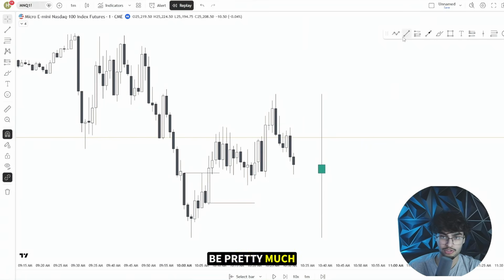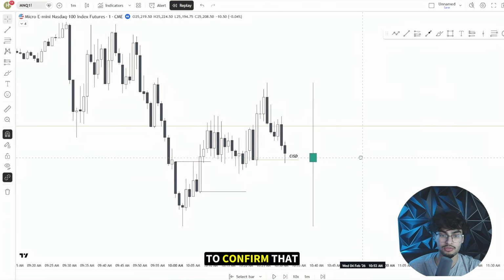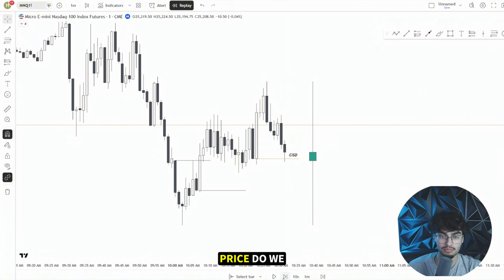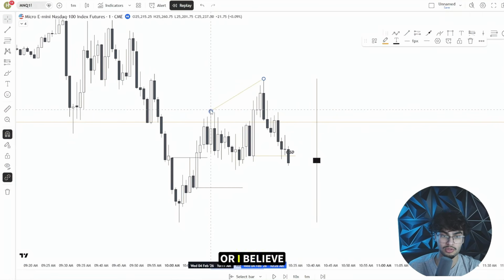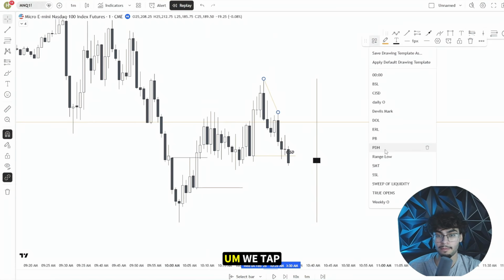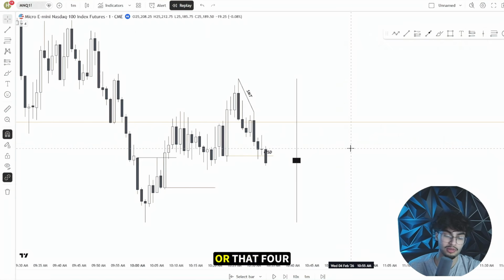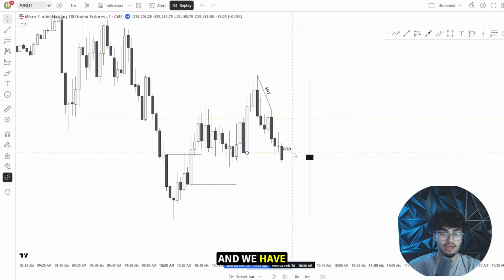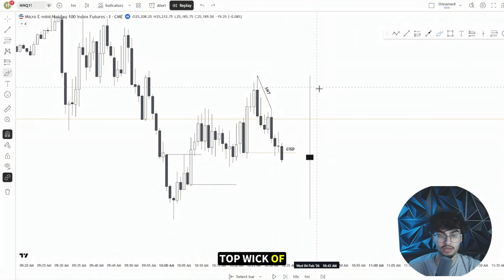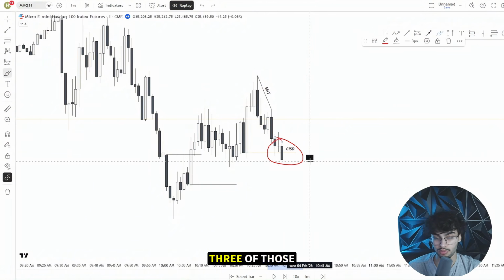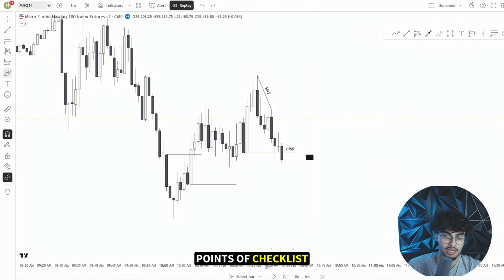And this would be pretty much our entry right here, waiting for a change in the steady delivery below here to confirm that true reversal. And what does price do? We get a significant candle body closure on this candle right here. We have SMT at these highs, or I believe it's these highs. We tap in that 4-hour fair value, or that 4-hour order block, and we have a significant change in the steady delivery. So that is also in the top wick of that 4-hour candle. We get all three of those points of the checklist, and this is pretty much our entry for the day.